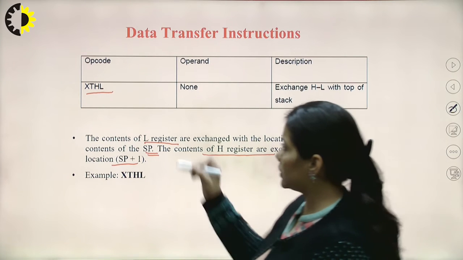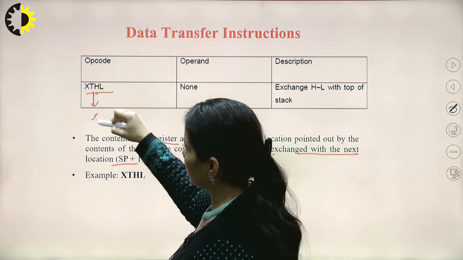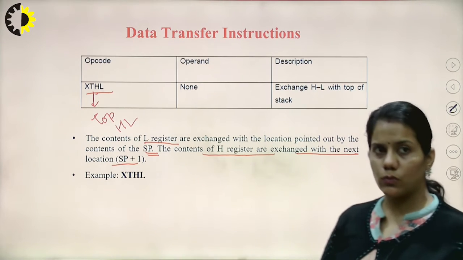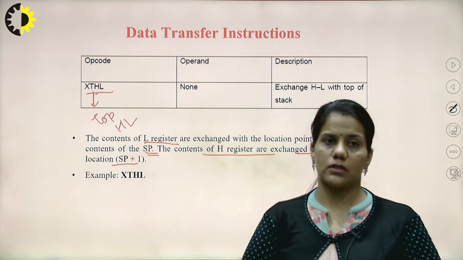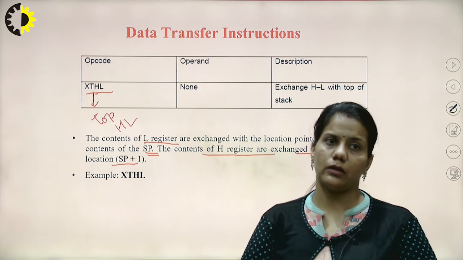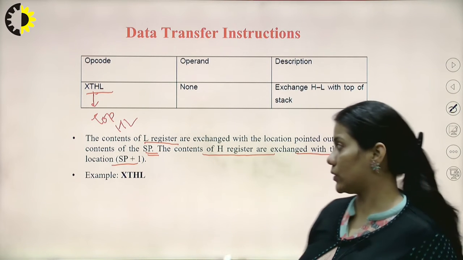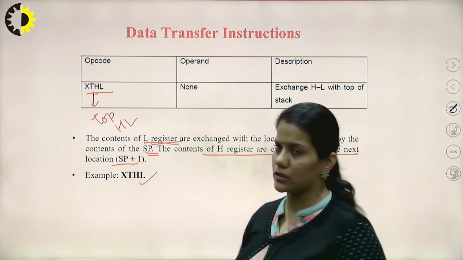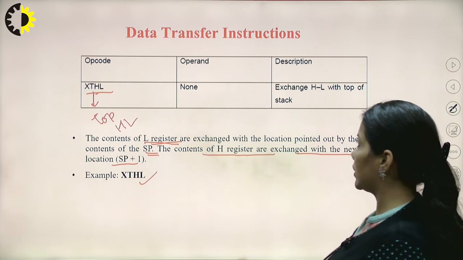So this instruction will exchange the top of the stack, XT stands for exchange top of the stack, with the HL register pair. So we know that the uppermost position of the stack will hold the H register contents, and the stack pointer location, the SP location, will hold the contents of the L register. So in this way, XTHL is again an implied addressing mode instruction and there is no operand given in the instruction.